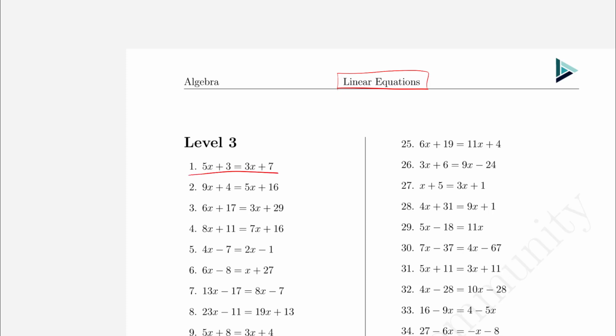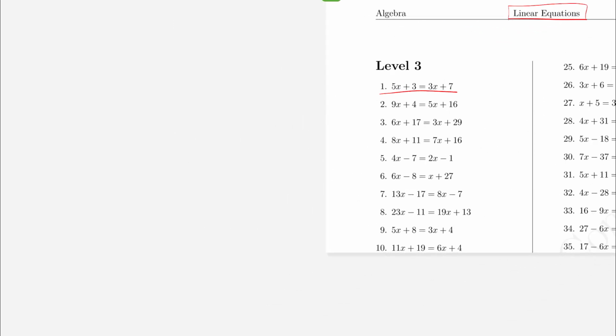Let's start with question 1 here. 5x plus 3 equals 3x plus 7. So we know the idea of a linear equation is we have to solve for x, but we have a couple of terms with x's in them, and we've got a couple of terms that are numbers or constants.